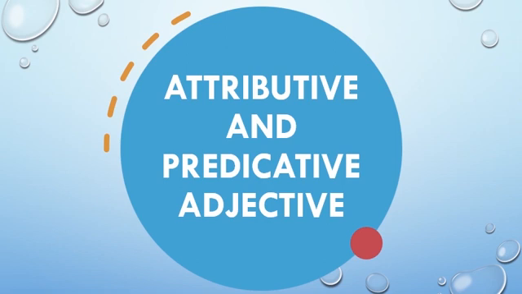Predicative adjectives are mostly used along with verbs like is, and they mostly come after linking verbs. So they function as a predicate in a sentence. For example, the boy is handsome. Here handsome is a predicative adjective.